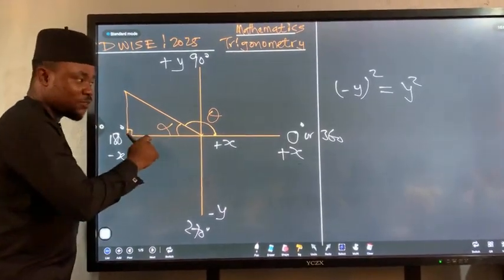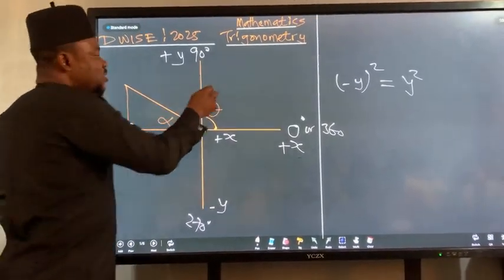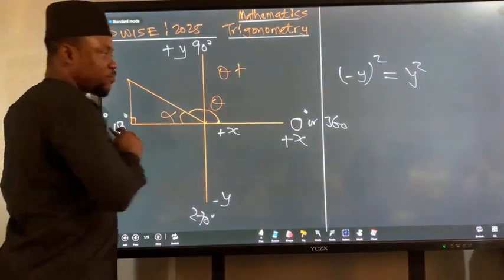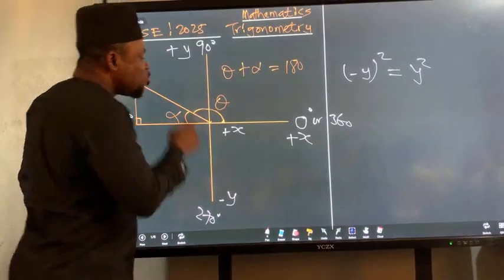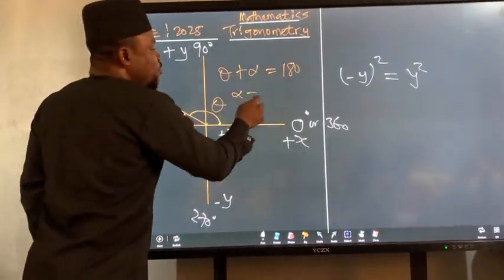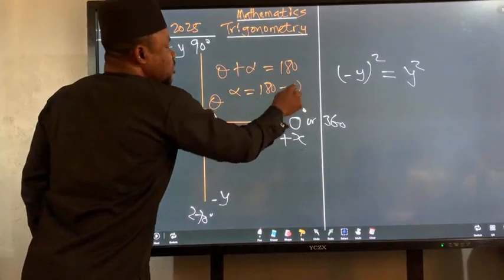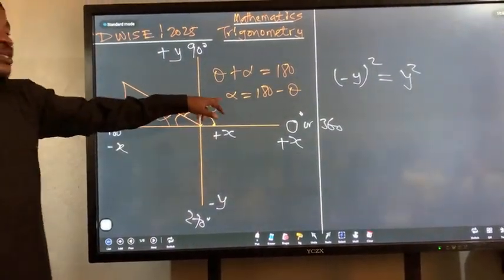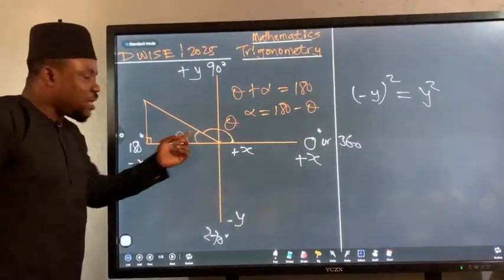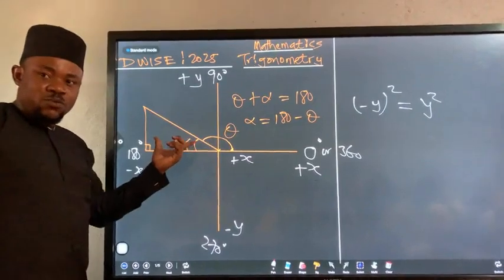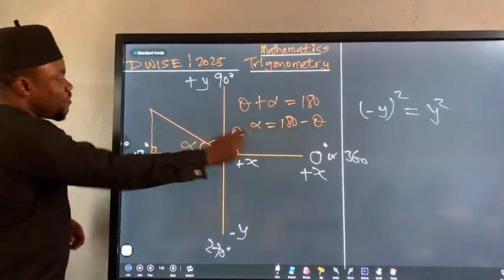I will know this angle on a straight line. So in this case, theta plus alpha is equal to 180. So alpha becomes 180 minus theta. So the value of the acute angle for the second quadrant is 180 minus theta, because theta plus the acute angle gave us 180. Are you with me? So I found that for this.